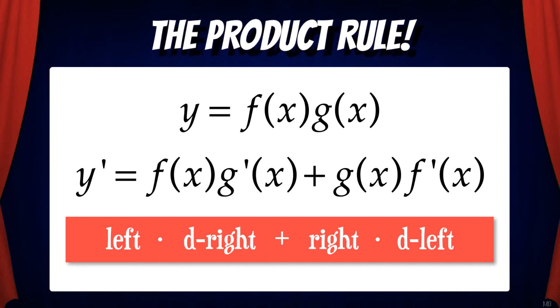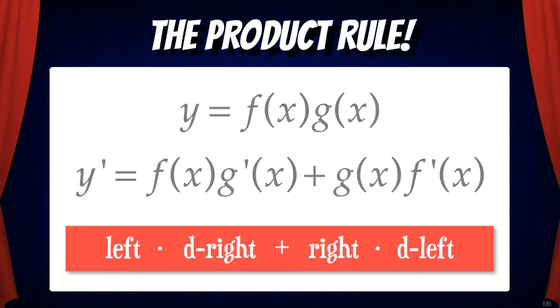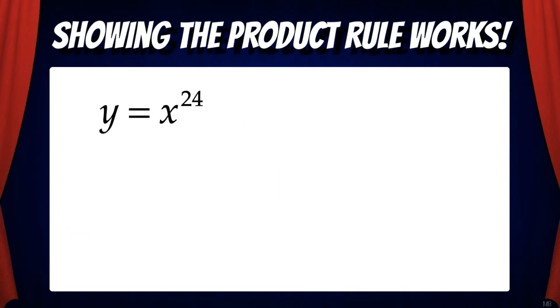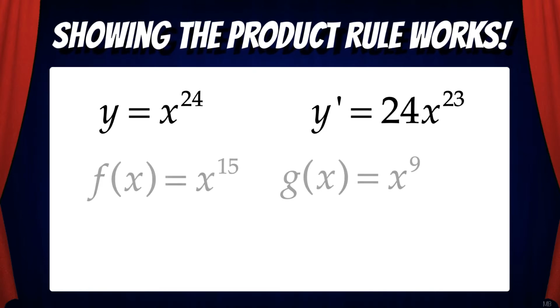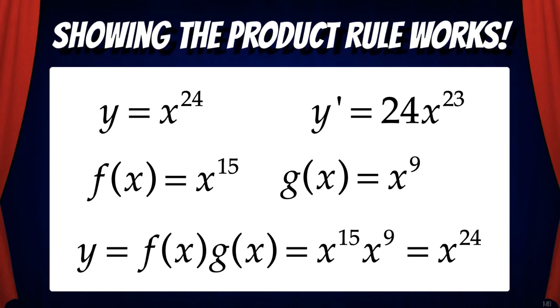While we're not going to prove the product rule in this video, I am going to show a problem that illustrates how this works. And then we'll solve a few example problems. Suppose y equals x to the 24th power. Now we know from the power rule that y prime equals 24x to the 23rd. But let's suppose we split y into two functions. F of x equals x to the 15th and g of x equals x to the 9th. Then we can see that y equals the product of these two functions. X to the 15th times x to the 9th equals x to the 24th power.